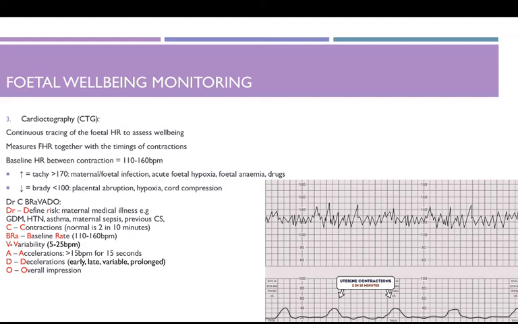So if you're suspicious, if you think that they need further monitoring, if you think it's pathological and you need to consider an emergency C-section, or if everything's normal. So that's how you read a CTG. But definitely spend some time going over that, I'd say.